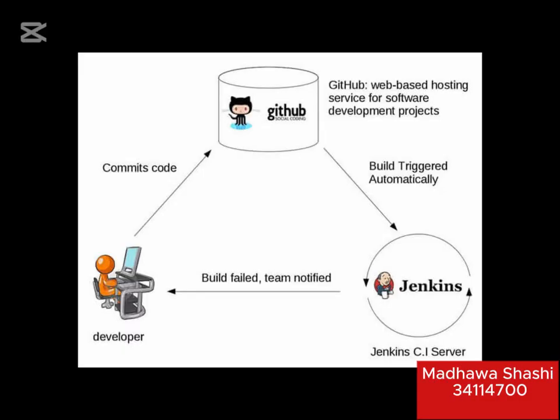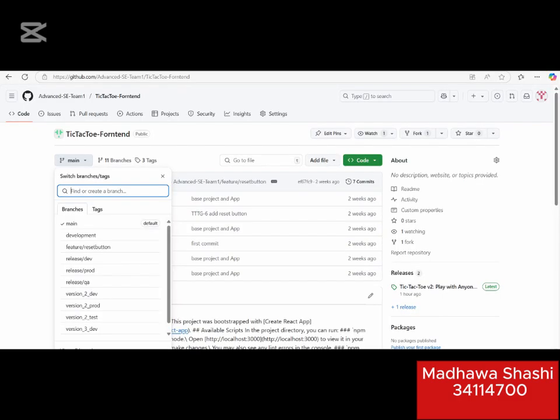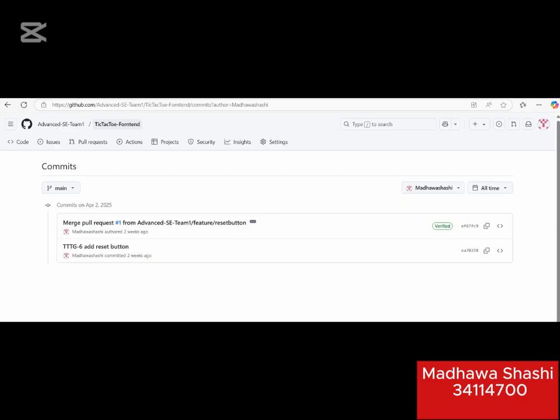Thank you. As part of our agile development approach, we use Git and Jenkins to support continuous integration, collaboration, and rapid delivery. Following agile principles, we adopted a feature branch strategy in Git, where each user story or task was developed in its own branch. Pull requests were used for peer reviews to ensure code quality and teamwork.